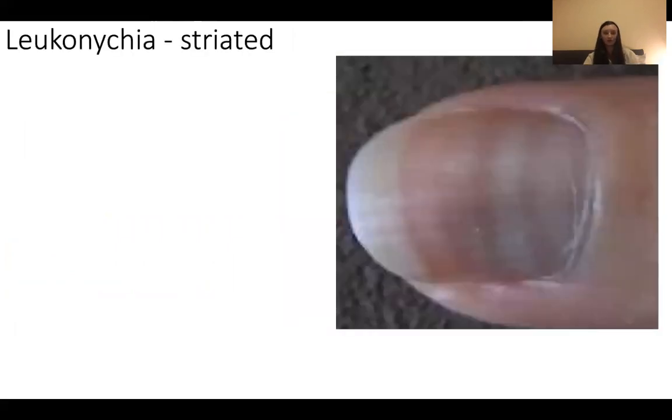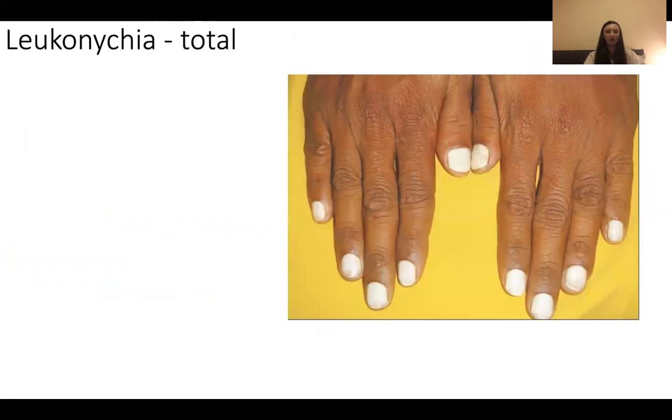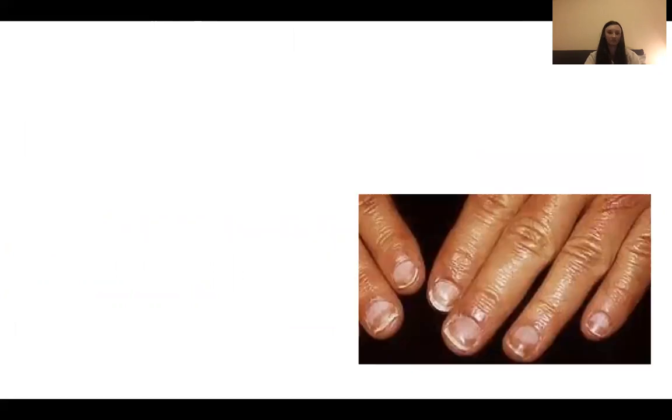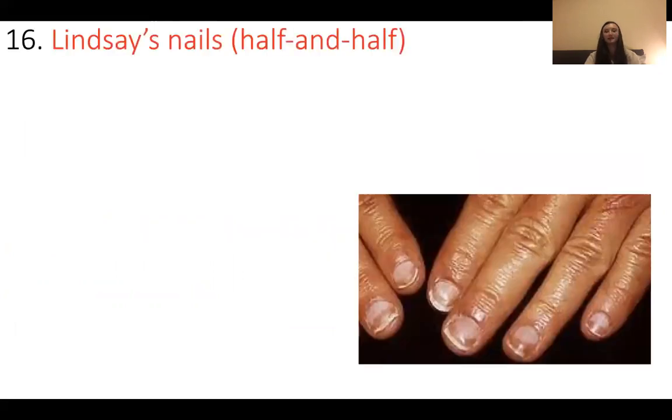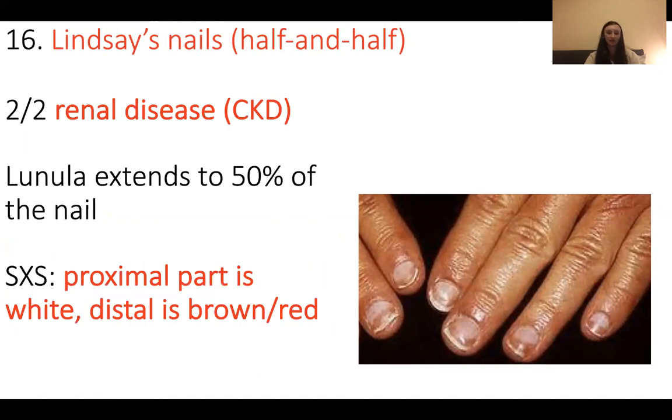Okay, and then here's the striated form. Total is because it's hereditary. Lindsay's nails are going to be the half and half nails. Half is white, half is not. So the tips of the nails are going to be dark, and the more proximal part is white.